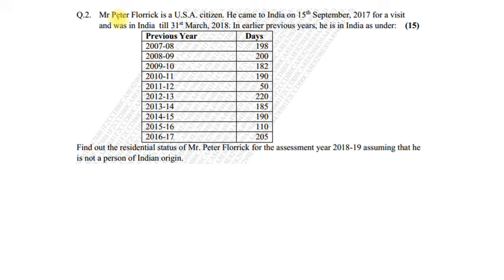The first question was: Mr. Peter Florrick is a US citizen. He came to India on 15 September 2017 for a visit and was in India till 31st March. In the earlier previous years, his stay data has been given to us. Now, 1, 2, 3, 4, 5, 6, 7, 8, 9, 10, 10 years of previous data has been given to us. Now, from 15 September he has been there in India.